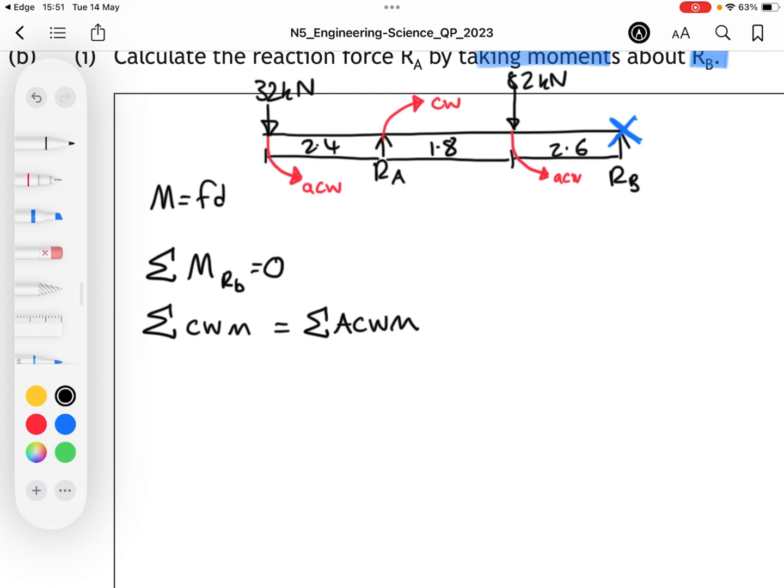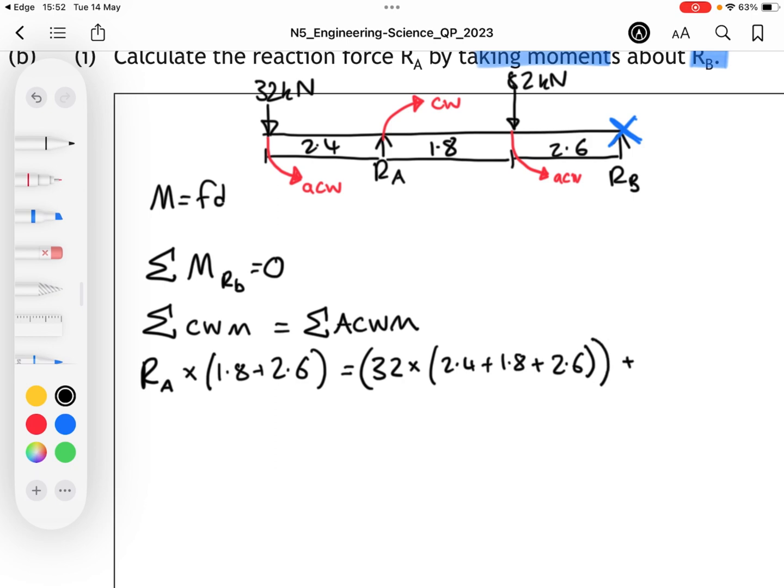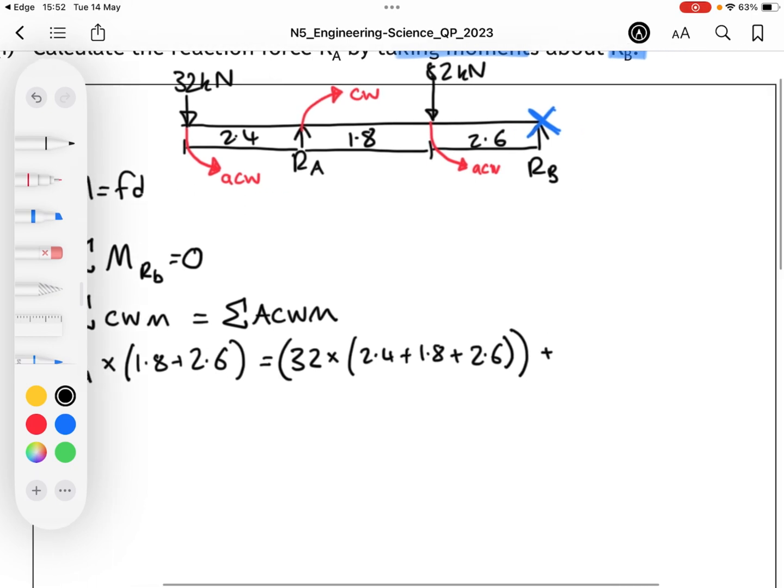So here then, for my clockwise moments, I've got RA is the force produced in that clockwise moment, and that is times by 1.8 added to 2.6. And that is equal to my anti-clockwise moments, which are caused by the 32 kilonewton force, times by its distance from RB, which is 2.4 plus 1.8 plus 2.6. And that needs to be added to the 82 kilonewton force, times by its distance from RB, which is 2.6.